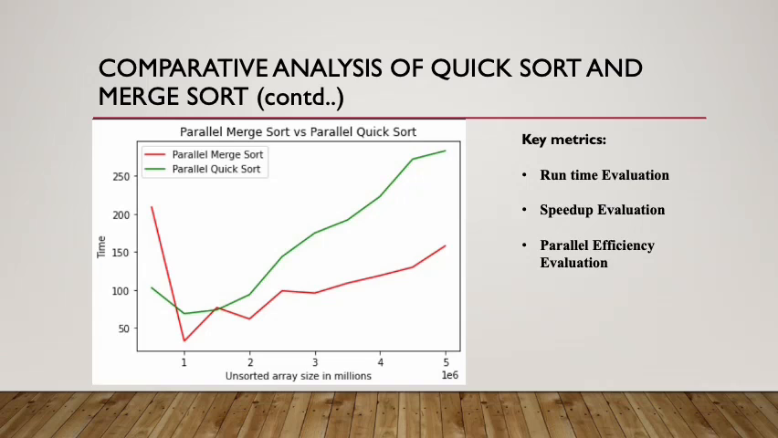The second key metric on which we based our results is speedup evaluation. The speedup is the ratio between the sequential time and parallel time. The results show that parallel quicksort achieves the best speedups, with values up to 10, especially on a large number of processors. The third key metric is parallel efficiency evaluation, which is the ratio between speedup and the number of processors.